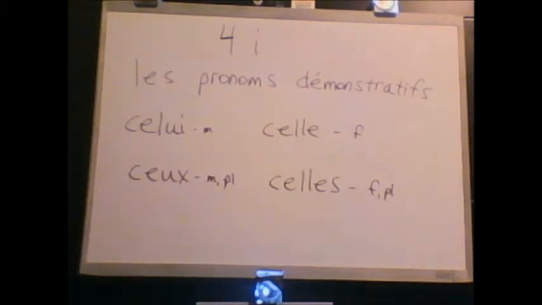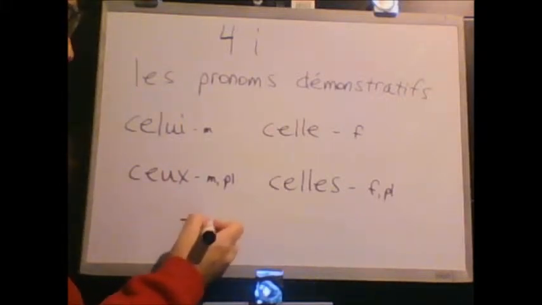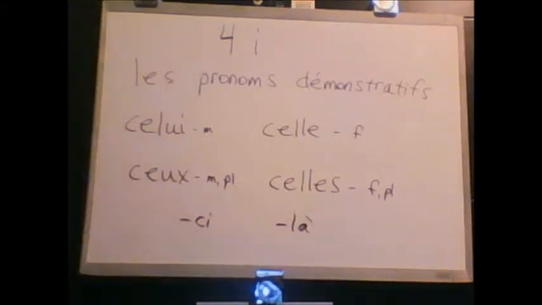Most often, these are used with a little suffix, -ci or -là. And that is where we get the distinction between this and that and these and those, because these demonstrative pronouns can mean this, that, these, or those. So how do we make the distinction between this, something that's maybe closer to me that I'm showing, and that, something that's maybe farther away? Well, that's where the -ci and the -là come in.